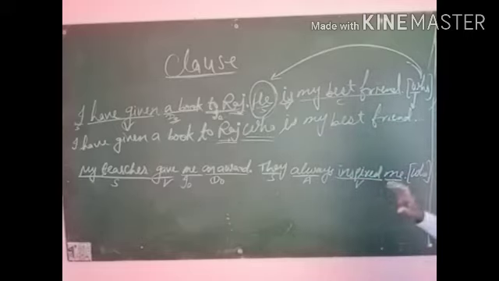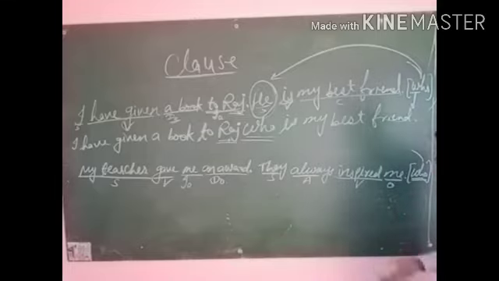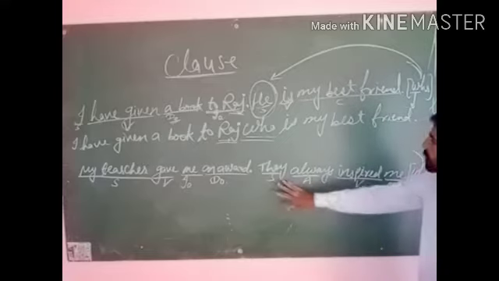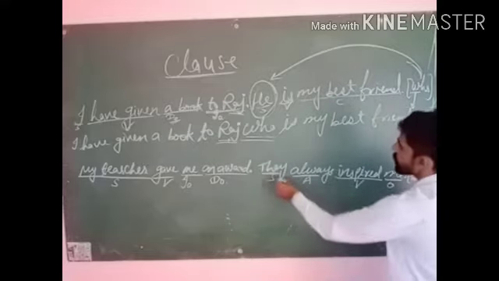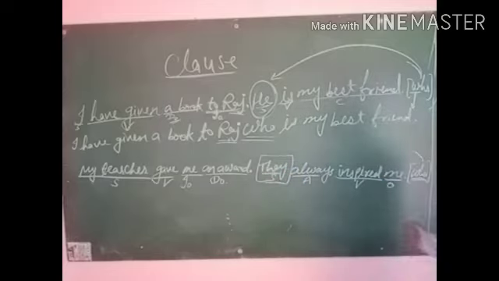So my teachers gave me an award. This is a separate sentence. They always inspired me. This is also a separate sentence. Now students, we have to use this term which has been used in the brackets, and this term is who, and as you know that who is always used for a subject. In the second sentence, what is the subject? Subject is only they. This is only in the subjective case.